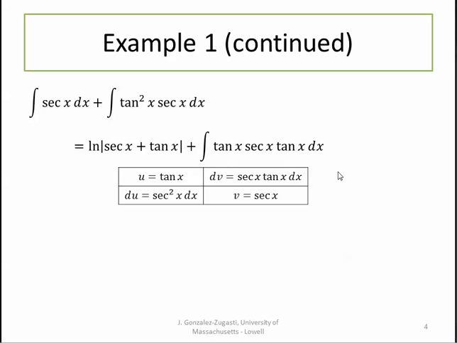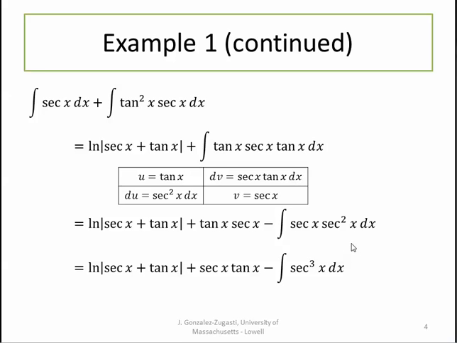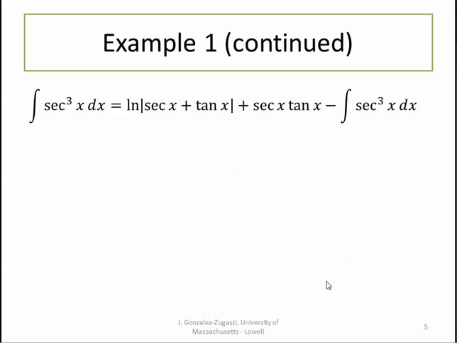So this equation becomes this one, where I'm replacing the integral of tangent x secant x tangent x dx with tangent x secant x minus the integral of secant x secant squared x dx. Now simplifying this gives us this, and here if you look, our integral is the integral of secant cubed x dx. That's interesting because that's the integral we started with.